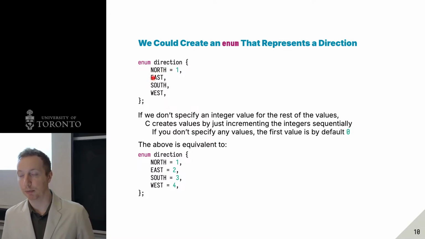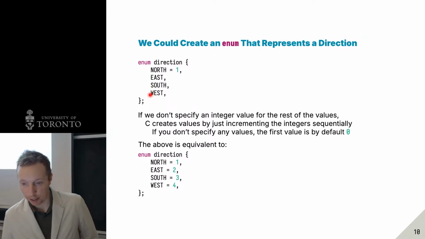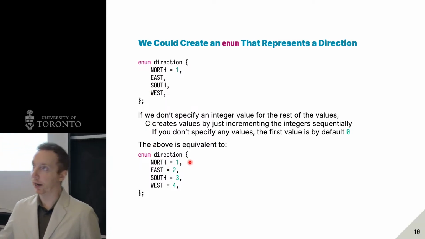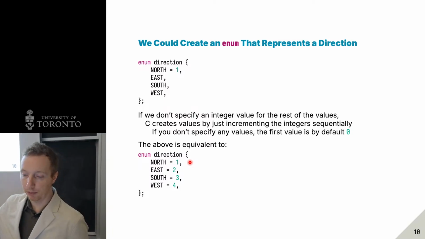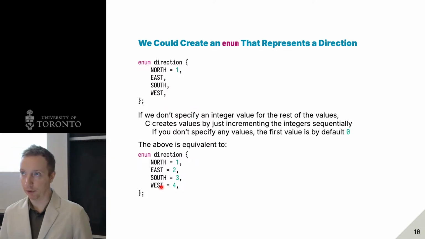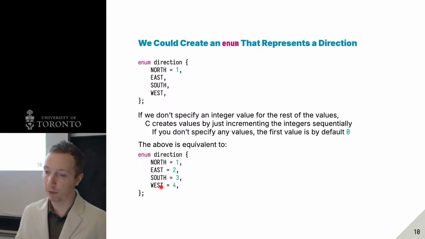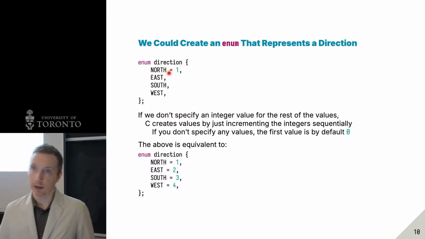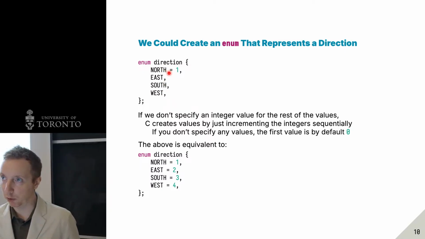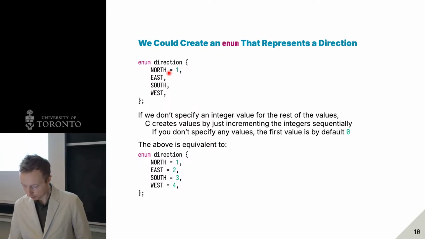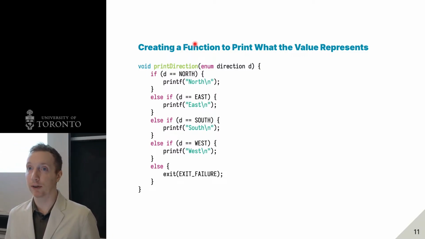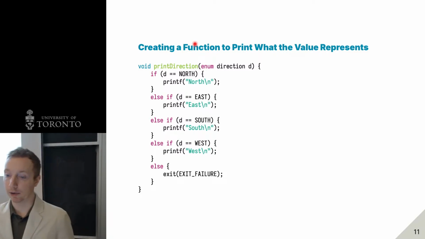So in this case, east will be equal to 2, south will be equal to 3, and west will be equal to 4. And they'll always go in order. So the above is exactly equivalent to, again, north is 1, east is 2, south is 3, west is 4. So we'll just do it in order. If you want to change the order, that will actually change what numbers they get assigned to if you do this. If you don't do that and you explicitly assign them, you can do it in whatever order you would like. So if I did that, I could create a function to print what value it represents, since at the end of the day, it is its own number.